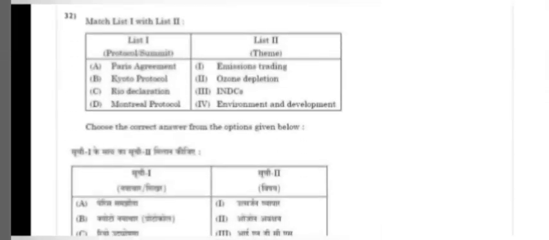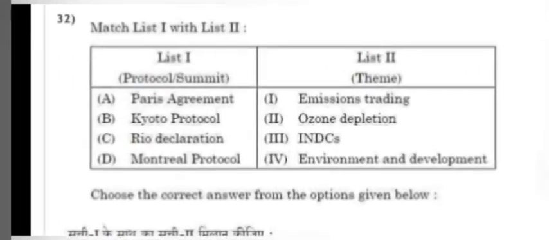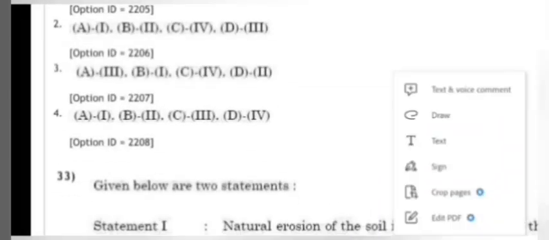Next, in list 1 we have protocol summit. In list 2 we have theme: Paris Agreement, Kyoto Protocol, Rio Declaration, Montreal Protocol. Theme in list 2: emissions trading, ozone depletion, INDCs, environment and development. It will be number D, A1, B2, C3, D4.